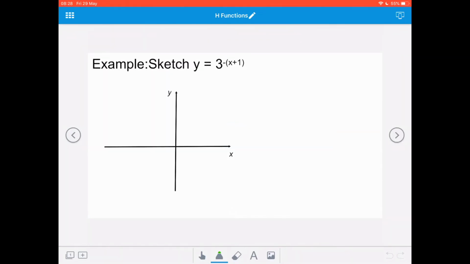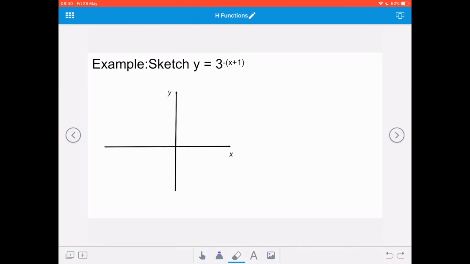So my final example, I want to sketch y equals 3 to the power of negative x plus 1. Now that x plus 1 in a bracket is a horizontal shift, and I need to remember that x plus 1 means it's a shift left by 1 unit. And I've got a negative in front of that bracket, which means it's going to be a reflection in the y-axis. However, with exponential functions, we can just plot in those points, remembering that the shape is going to be a decreasing function rather than an increasing function because of that negative value.